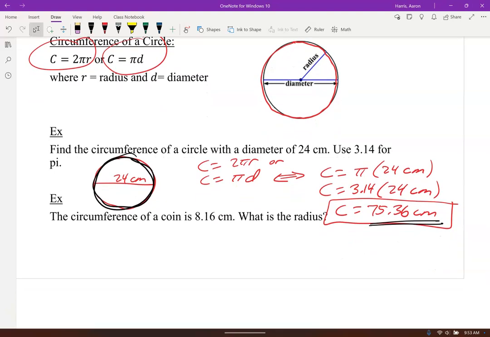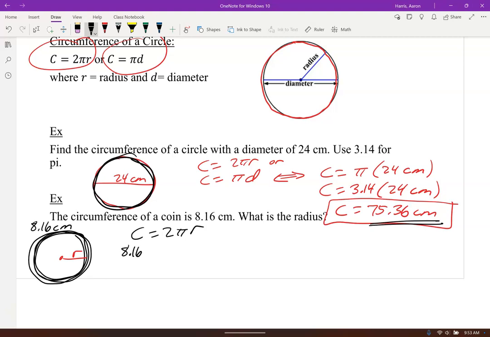How about if they give you the circumference? So they give you the circumference this time. The circumference of a coin is 8.16 centimeters. What's the radius? They want the radius. Well, we know the circumference is 2 pi r, and the circumference of the coin is 8.16, and we'll use pi being 3.14 here, or you could be more exact and use the pi button on your calculator.